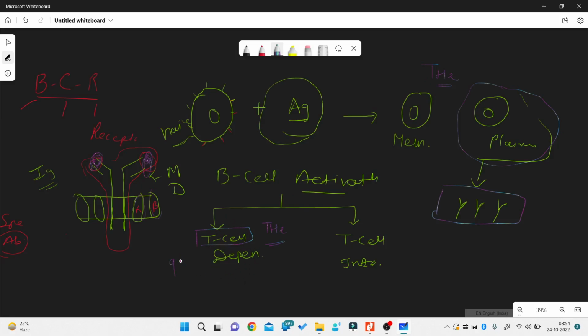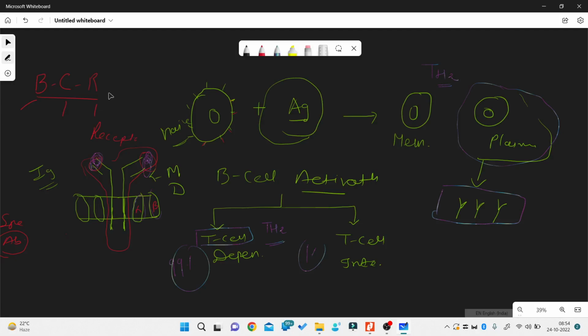So 99% is this one, and this is the 1% rare case. And this independent mechanism is not that much effective, because in that mechanism we don't need any kind of T cell, right? So now let's see.